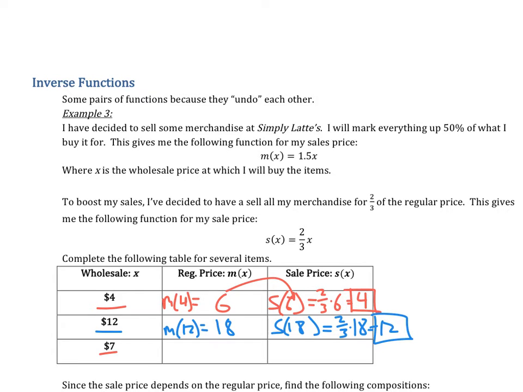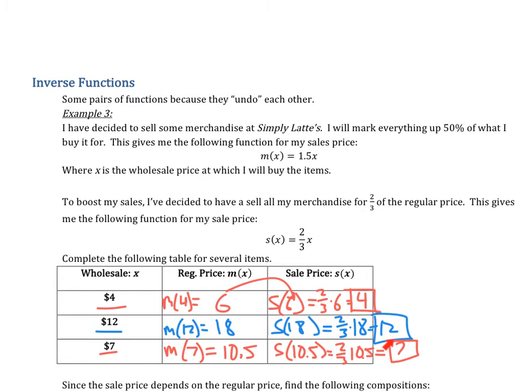And last but not least, for $7, they're going to buy some hats. These hats are going to be $7. Got to figure out how much I'm going to sell them for. So M of 7, that's 1.5 times 7. That's going to be 10.5. And so my sale price, I'm going to take that 10.5, and I want to figure out what 2/3 of 10.5 is. If I double, 2 times 10.5 is 21, divided by 3 is 7. Huh, that's kind of odd.